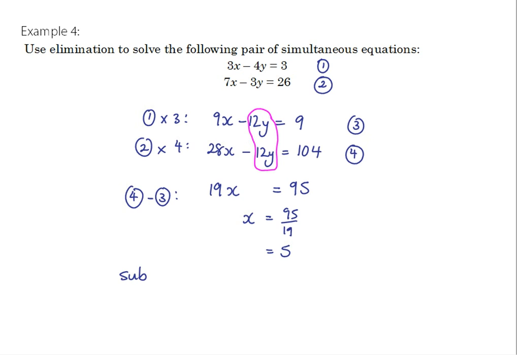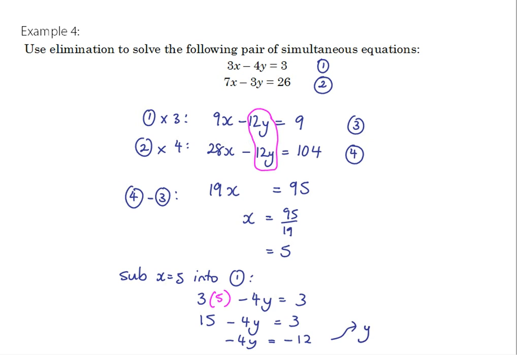Now we need to find the y value, so substitute x equals 5 into equation 1, seems the more obvious choice here. So 3 times 5 subtract 4y equals 3. So that's 15 minus 4y equals 3. So negative 4y equals negative 12, which means that y equals 3. So therefore x equals 5, y equals 3 is the solution to this pair of simultaneous equations.